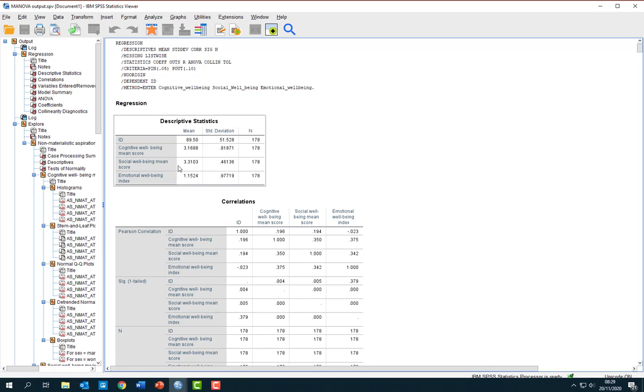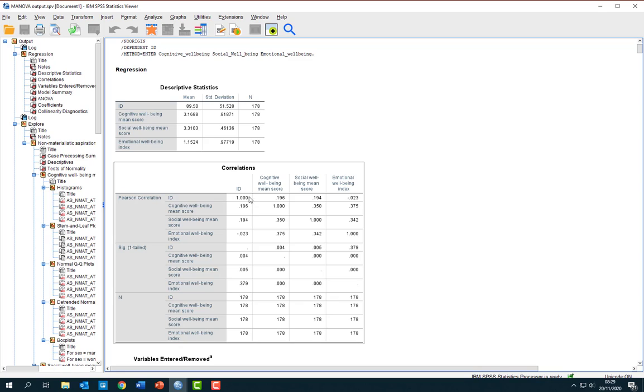The first thing we would want to look at is the correlations, and we're not interested in the correlation with the ID variable, but we are interested in how cognitive well-being relates to social well-being. We're more interested in the size and the direction of the coefficient rather than the statistical significance. So we're looking here at cognitive well-being and social well-being, and we can see that we have a coefficient of 0.35.